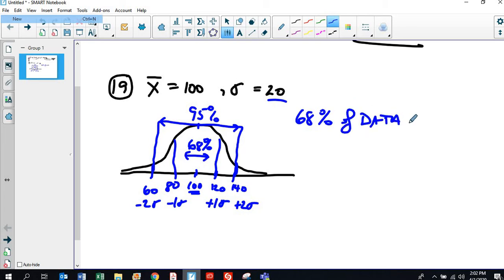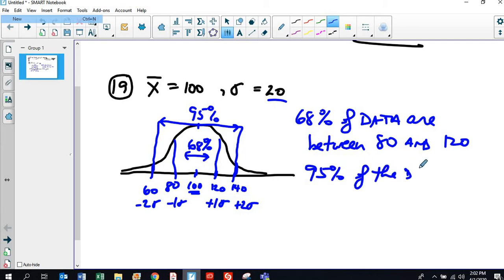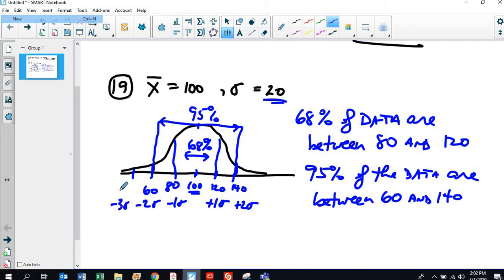So 68% of the data, the points, are supposed to be between, and again, these are approximations, right, between 80 and 120. If it's normally distributed, 95% of the data are between 60 and 140, right? And so then if I went 3 standard deviations to the left, that would be subtracting 3 times 20, which is 60. So I'd get a 40 over here, and adding 3 would be adding 60, so that's 160.